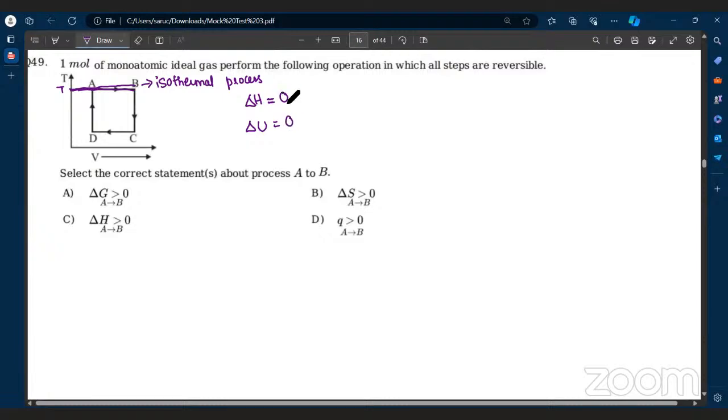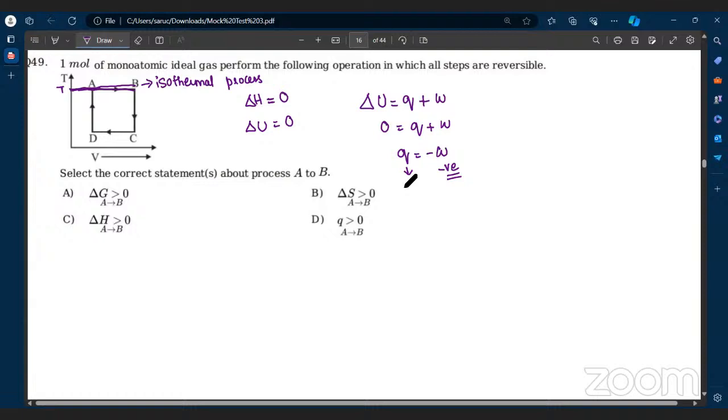For an isothermal process, change in enthalpy and change in internal energy will be equal to 0. And we know that according to the first law of thermodynamics, delta U is equal to Q plus W. So here delta U is 0, so 0 is equal to Q plus W. So what will be Q? Q will be equal to minus W. So here work is going to be negative and Q is going to be positive.